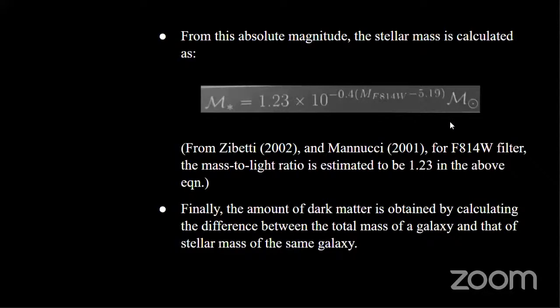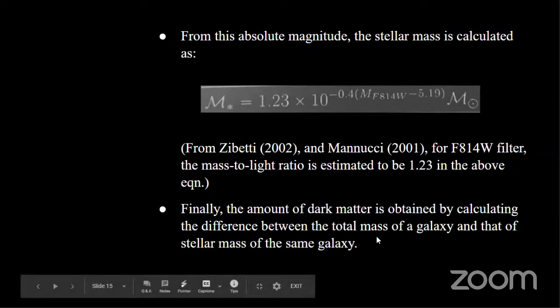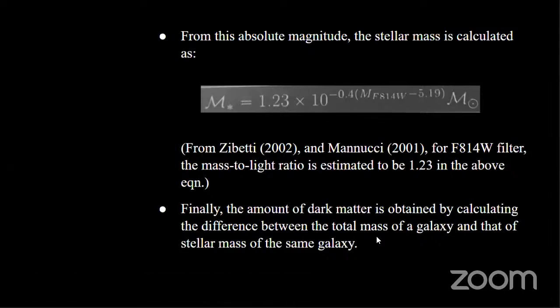After we get the absolute magnitude, the stellar mass is calculated using this formula. This is where we put the absolute magnitude value, and it is converted into the stellar mass in terms of solar masses. From these two papers, and for this specific filter, we are using this mass to light ratio, which is estimated to be 1.23. Finally, the amount of dark matter is obtained by calculating the difference between the total mass of a galaxy and the stellar mass of the same galaxy.